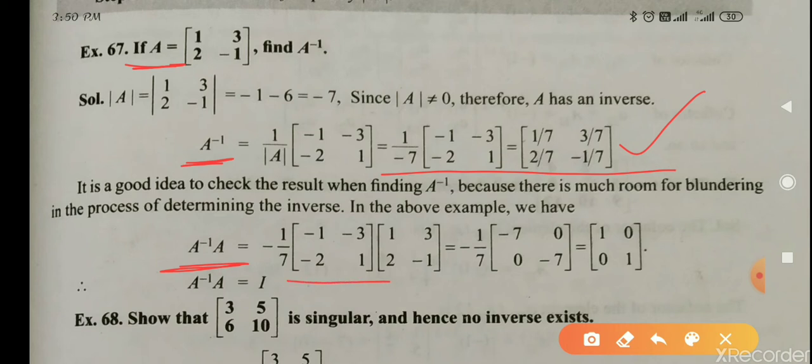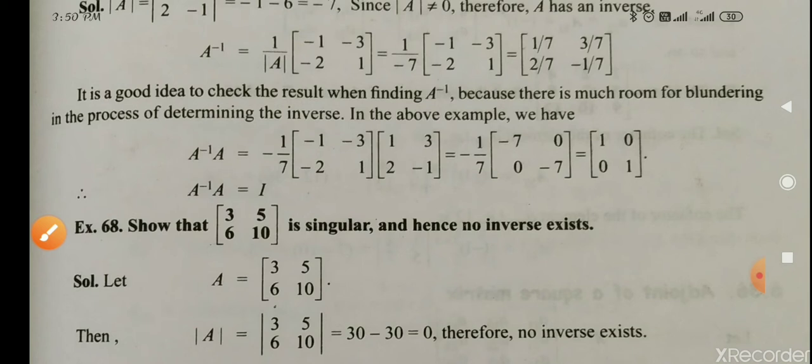So you are finding, you are multiplying, you know how it is done. So this multiplication is coming 1001. So finally I2 is coming, so it means that your inverse is correct. One more example is there, you can see example number 64.